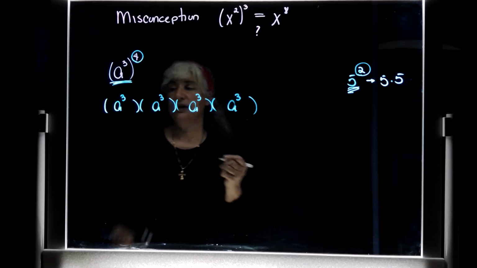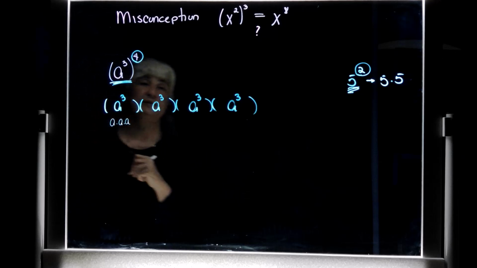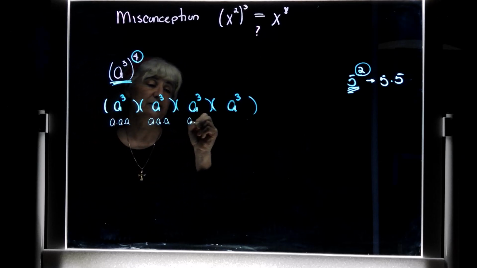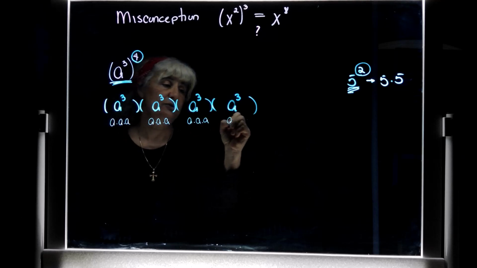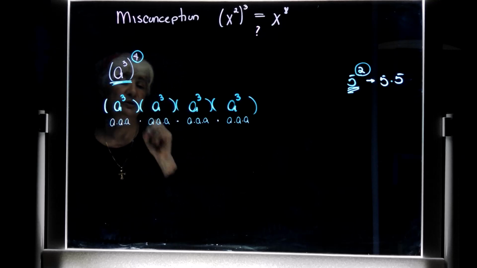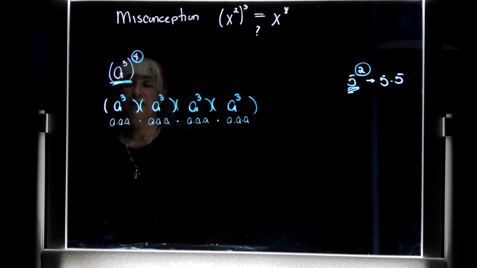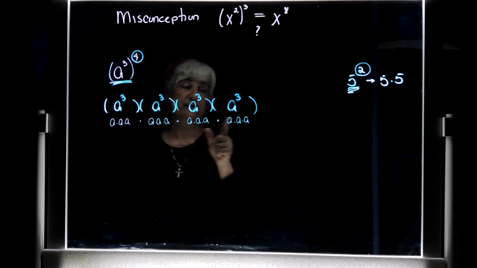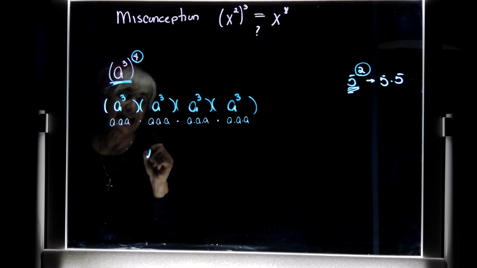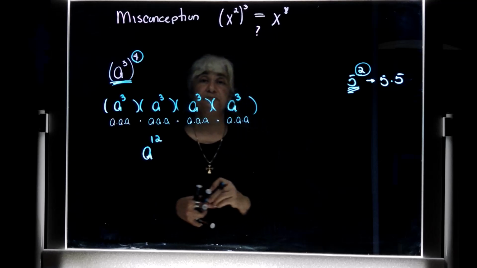the very long way because this parenthesis tells me I have a times a times a. And this one tells me the exact same thing. And so does this one. And so does this one. And then I've got multiplication in between each of those. If I take a look at that, that means I've got 3, 6, 9, 12 a's, which means I would have a to the power of 12, wouldn't I?